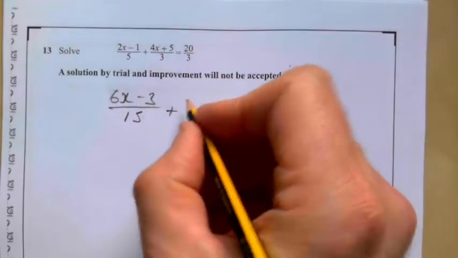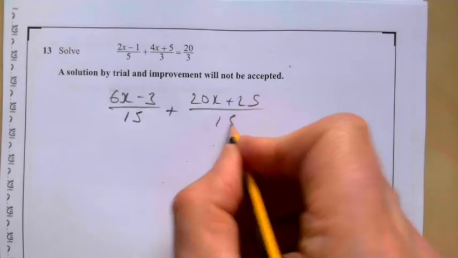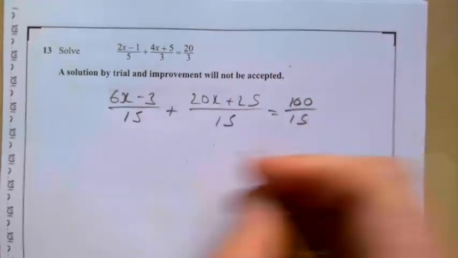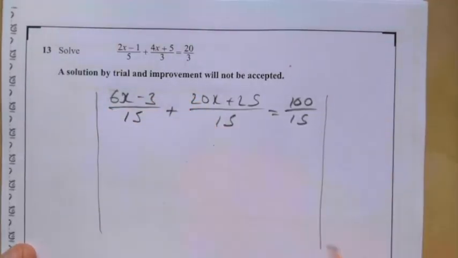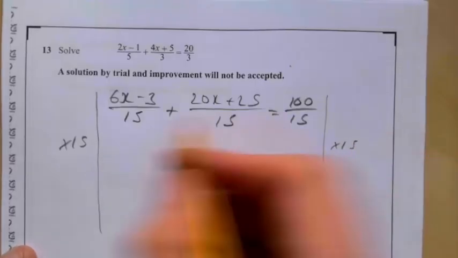Times top and bottom of this one by 5: 20x plus 25, all over 15. And don't forget this last one, it'll be 100 over 15. I'm then going to times through everything by 15, and that gets rid of all my fractions.